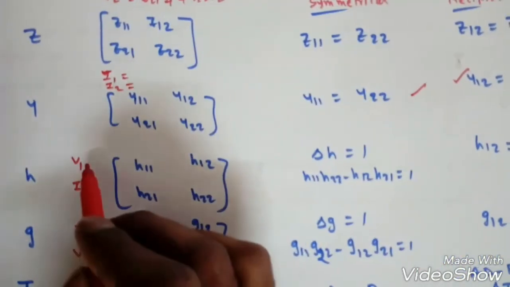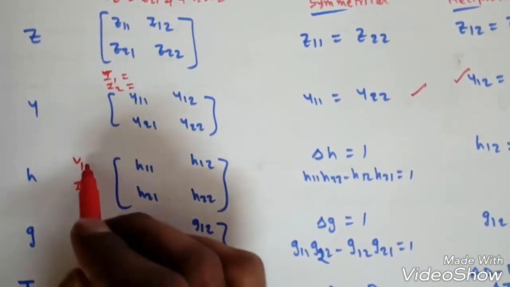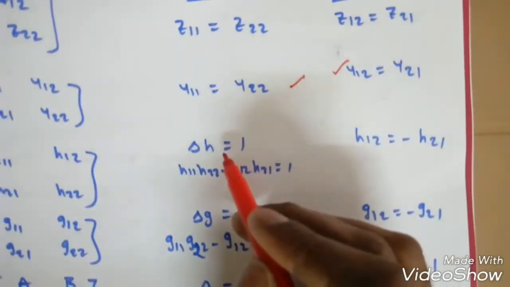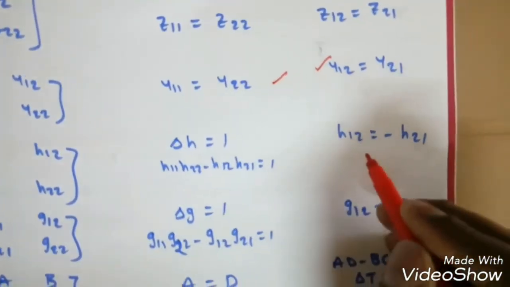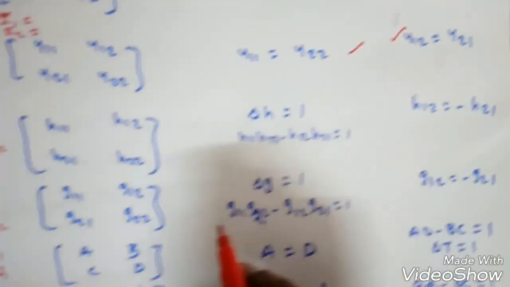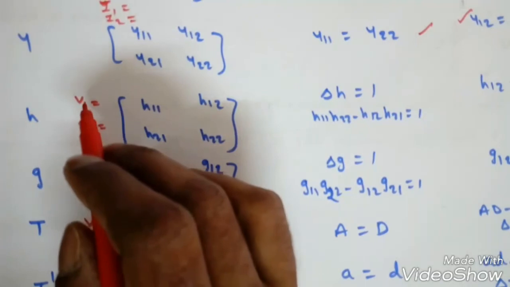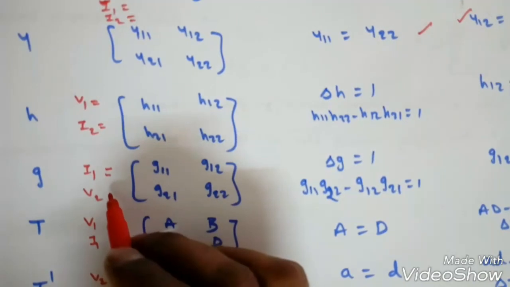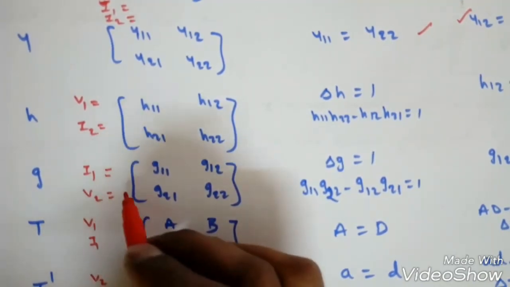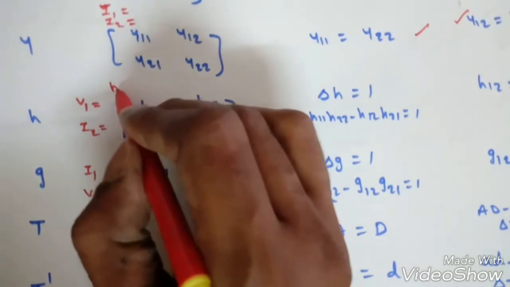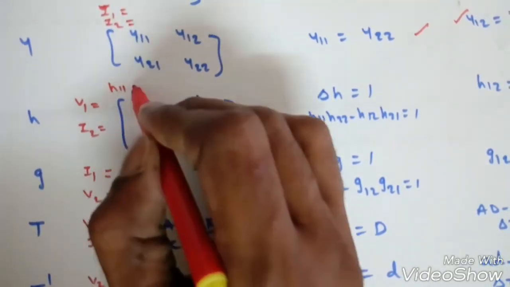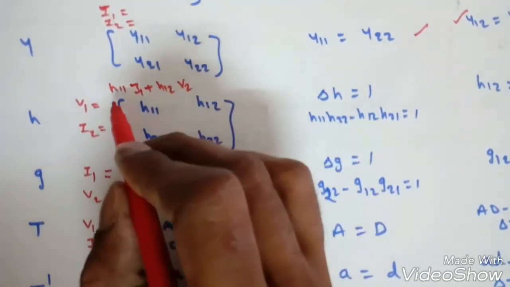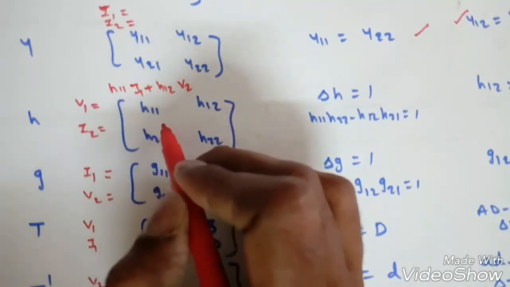Similarly, H parameters. What are the dependent variables? V1 and I2. We need to write the expressions. The condition for symmetrical is delta H is equal to 1, and reciprocal is H12 is equal to minus H21. Next one, G parameters, the opposite of this one. So here we take V1 and I2 as dependent, but in G parameters we take I1 and V2. So V1 is equal to H11 I1 plus H12 V2. Similarly, I2 is equal to H21 I1 plus H22 V2.